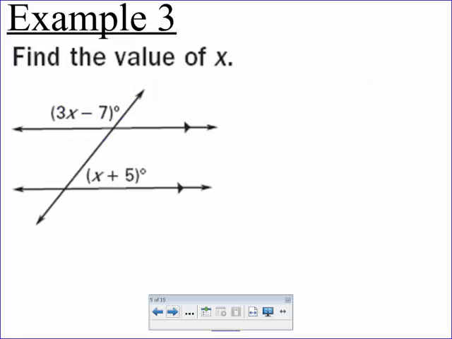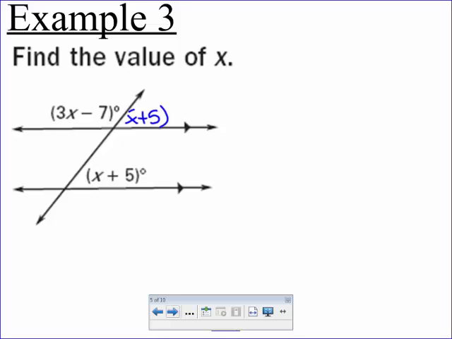Moving on, let's go ahead and look at example 3. Now, looking at these two angles, 3x minus 7 and x plus 5, what type of angle pair are they? Are they alternate exterior? No, because this is actually on the inside and this is on the outside. So they're not any of the alternating interior-exterior ones. Are they corresponding? Are they in the same spot, different line? No, because x plus 5 would end up here.